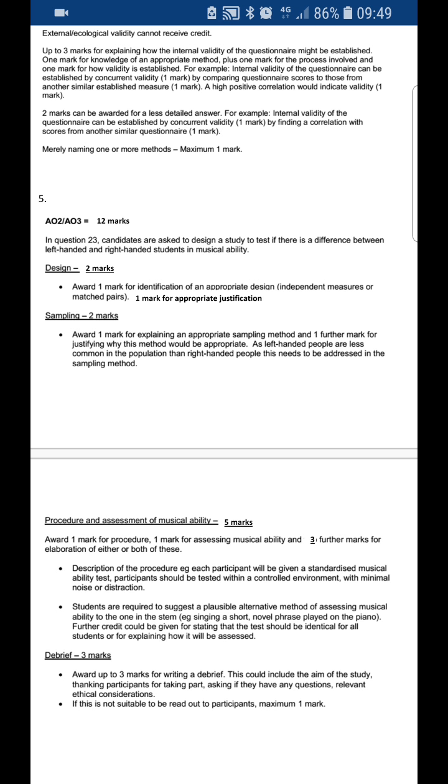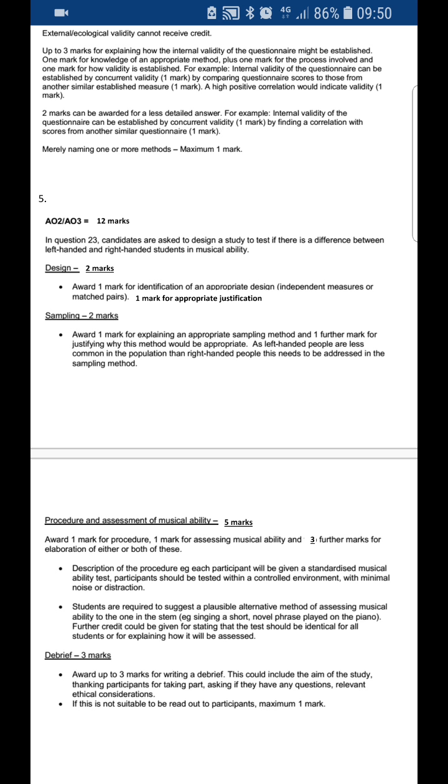the first 2 marks were available for offering a suitable experimental design. Experimental designs that wouldn't work here would be repeated measures. A lot of you said repeated measures wouldn't be appropriate because it would result in demand characteristics. That's right, but it's got nothing to do with the stimulus. The reason why repeated measures wouldn't work here is because they can't be both left-handed and right-handed. So your only options were independent measures or matched pairs.